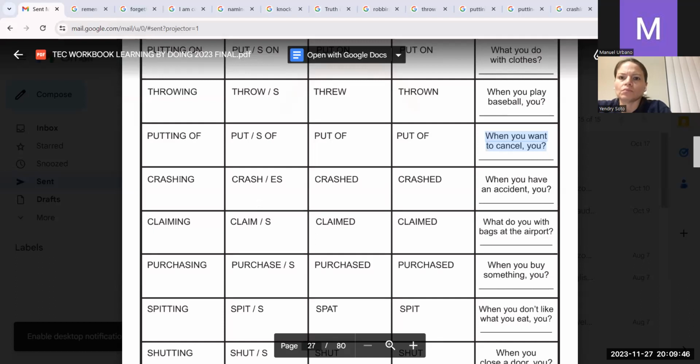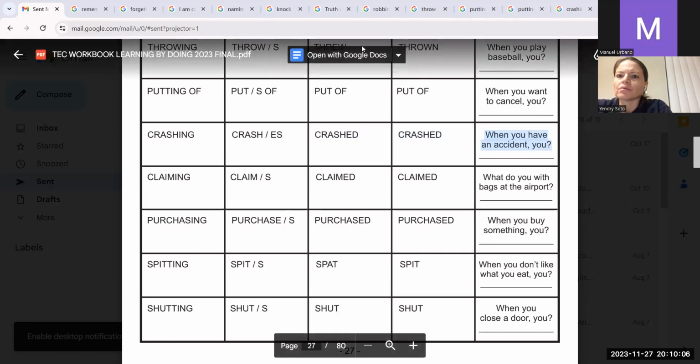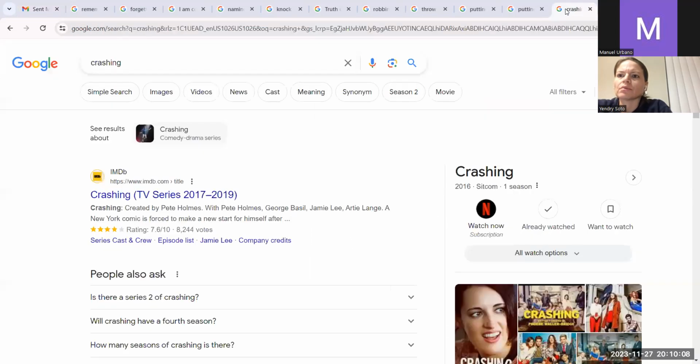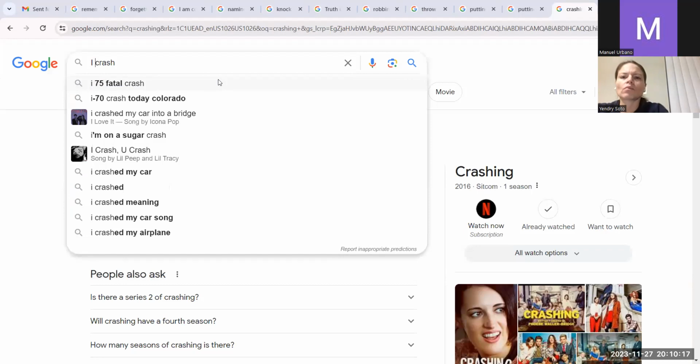Now for our next verb, we have crashing. Crash, crashes, crashed. And when you have an accident, well, you crash. Now, in Spanish, we don't use this as a verb, right? But they use it for a reason. And the reason is this one.